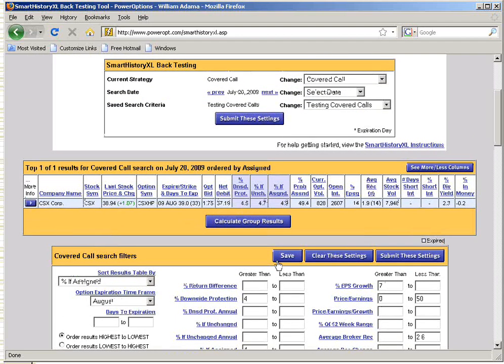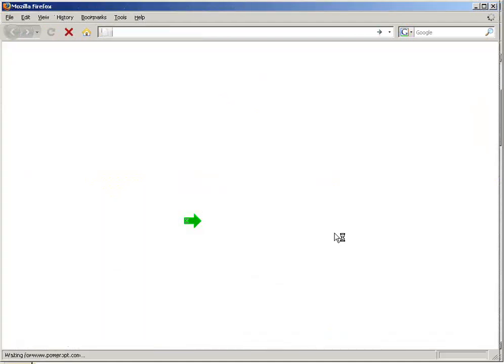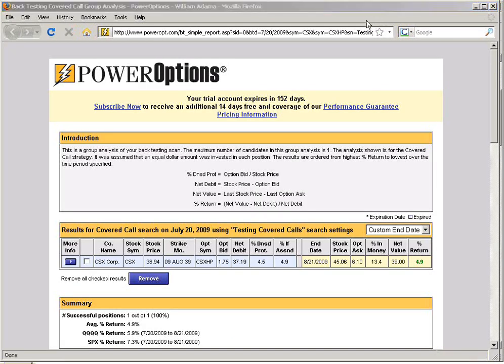Whatever the case, before we start changing criteria to see if we can get more results, let's just test how this worked. So on July 20th, if we ran our criteria, we would have had one result, the CSX Corp. Now, once I've run my search, if I have multiple results, I can hit Calculate Group Results. We only have one result here, but let's go ahead and click on that, and it'll just show us if we applied no management techniques, what we could have expected to see with this position.